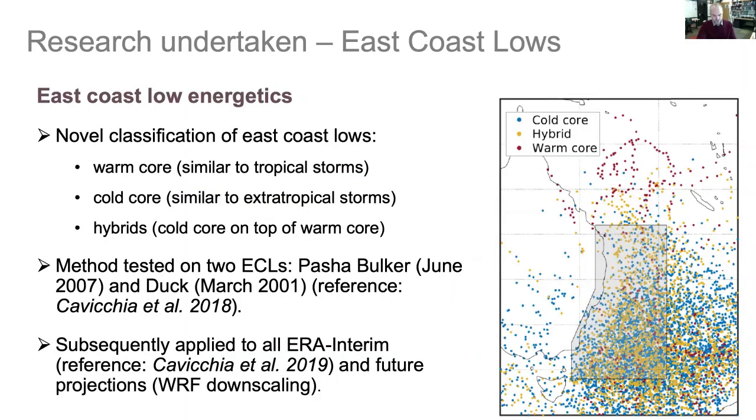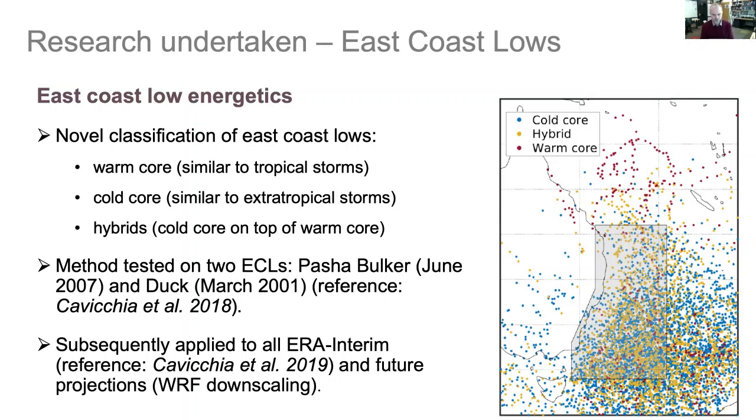Research on east coast lows also considered their energetics, including whether they had a warm core, as is the case for tropical systems, or a cold core similar to extratropical systems. And a third type was also considered for hybrid events, consisting of a warm core near the ground and a cold core at higher levels.